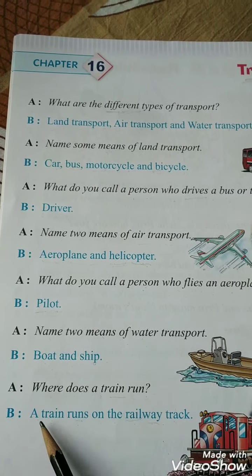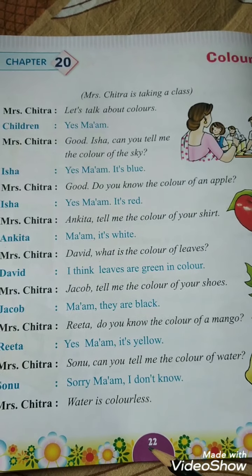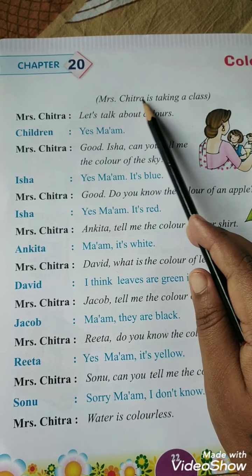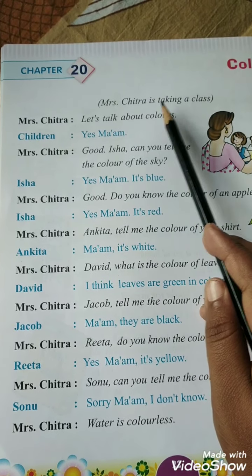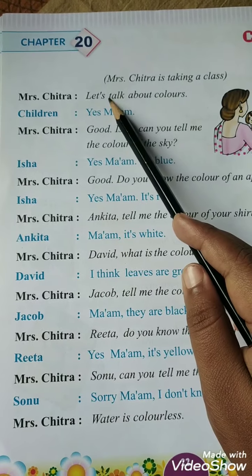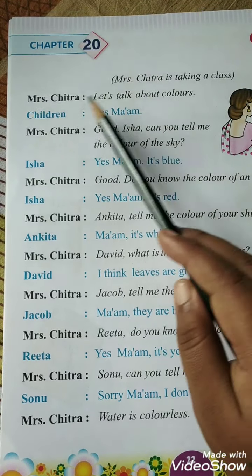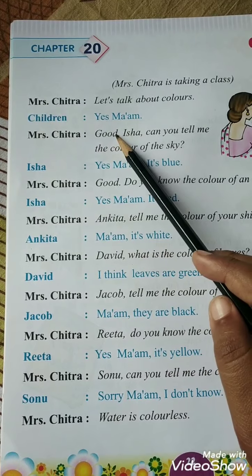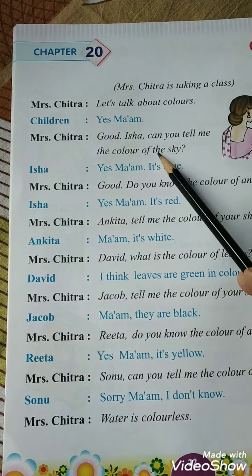Now children, let us learn about chapter 20. Colors. Page number 22. So here Mrs. Chitra is talking to a class. Mrs. Chitra is a teacher. She is talking to the class. Mrs. Chitra: Let's talk about colors. Children: Yes ma'am. Mrs. Chitra: Good. Isha, can you tell me the color of the sky?